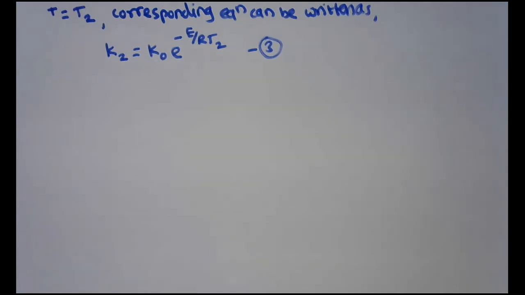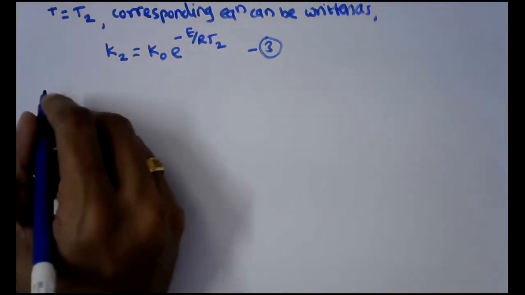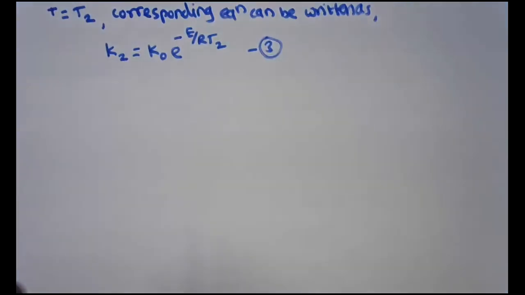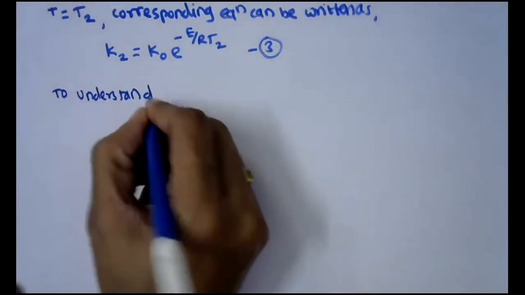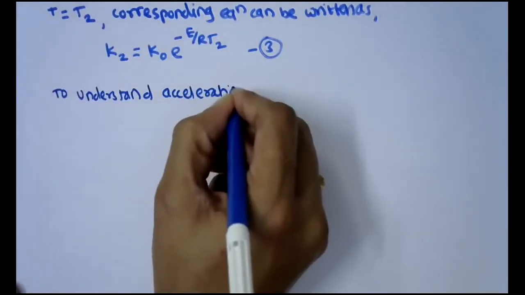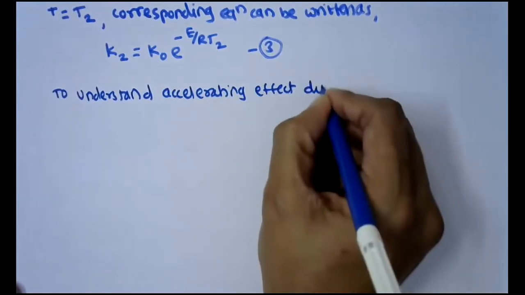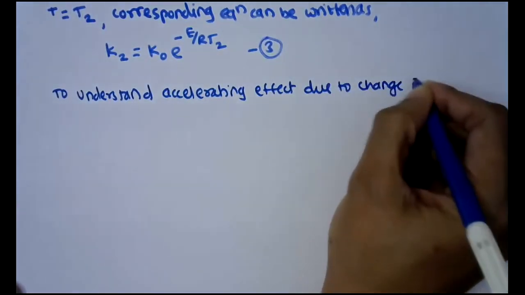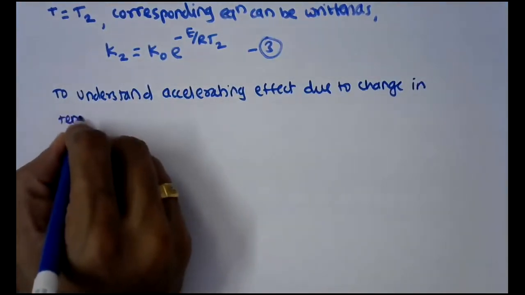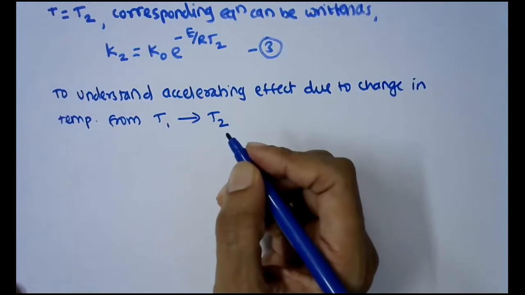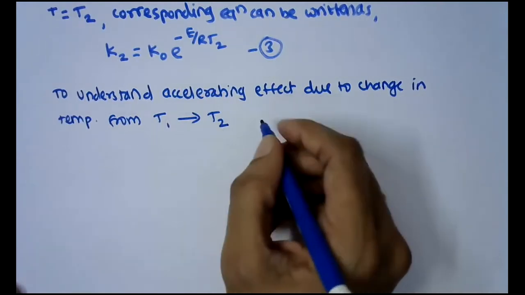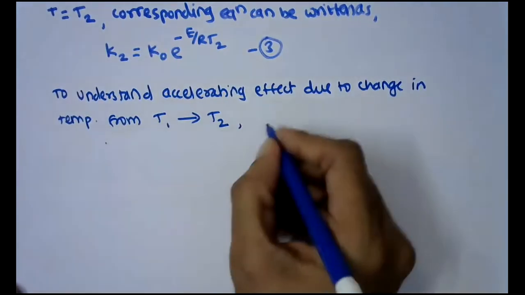Now, in order to understand to what extent the reaction is accelerated, we have to divide equation 3 by equation 2 to understand the accelerating effect due to change in temperature from T1 to T2.